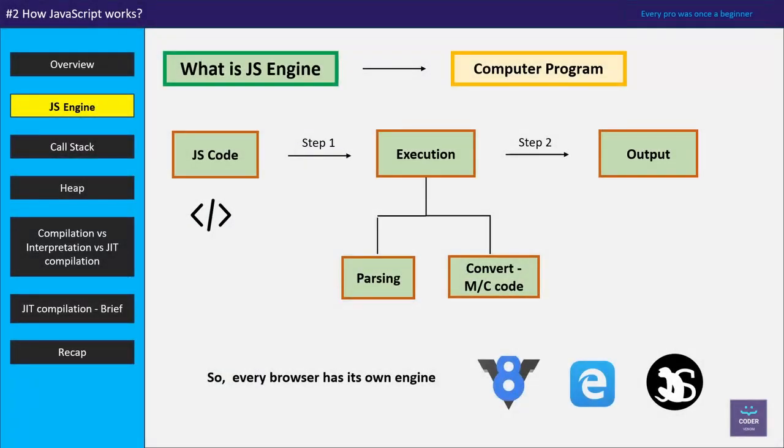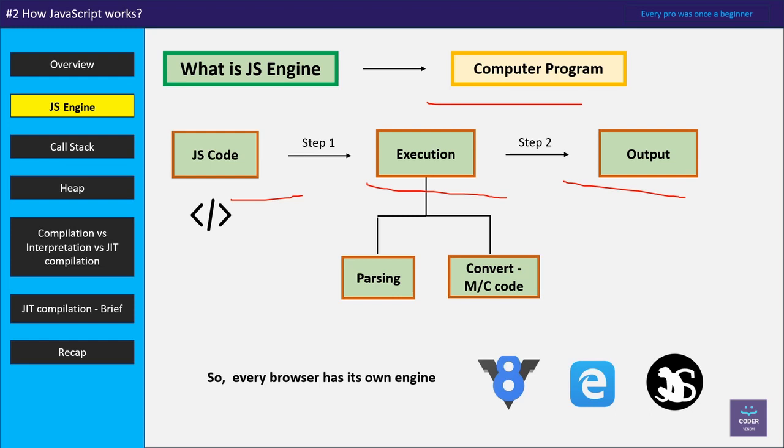So we saw the overview of the JavaScript engine. Now we'll go a bit deeper into the JavaScript engine. As I told, a JavaScript engine is basically a computer program. It will execute our JavaScript code inside the browser. Basically, this is our JavaScript code. First step, it will execute our code. Then it will produce the output. Basically, this is the process.